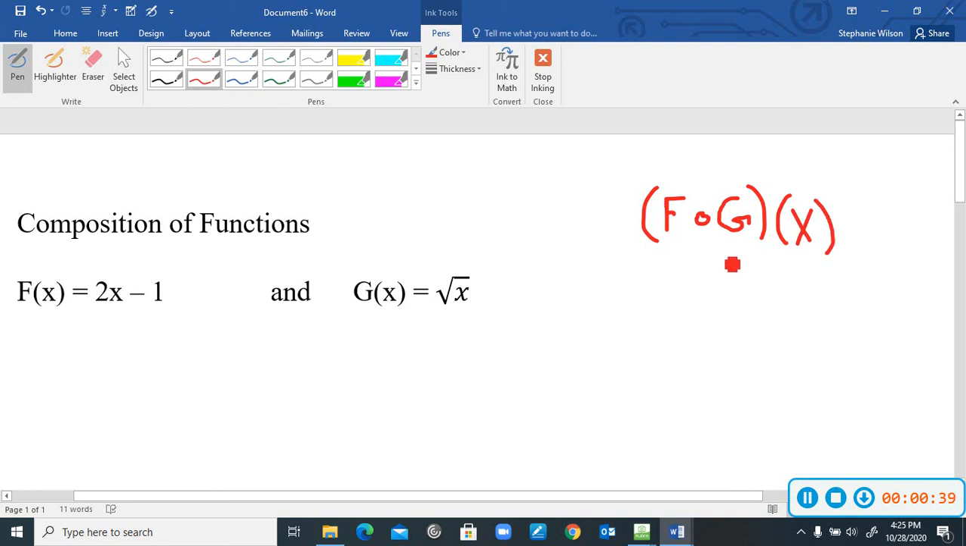So basically, this "of" means that I'm going to take my f function. So what is my f function? This right here. And I'm going to rewrite it. And everywhere I see x, I'm going to plug the g function in. So let's write our f function. This says that we got f of g of x.